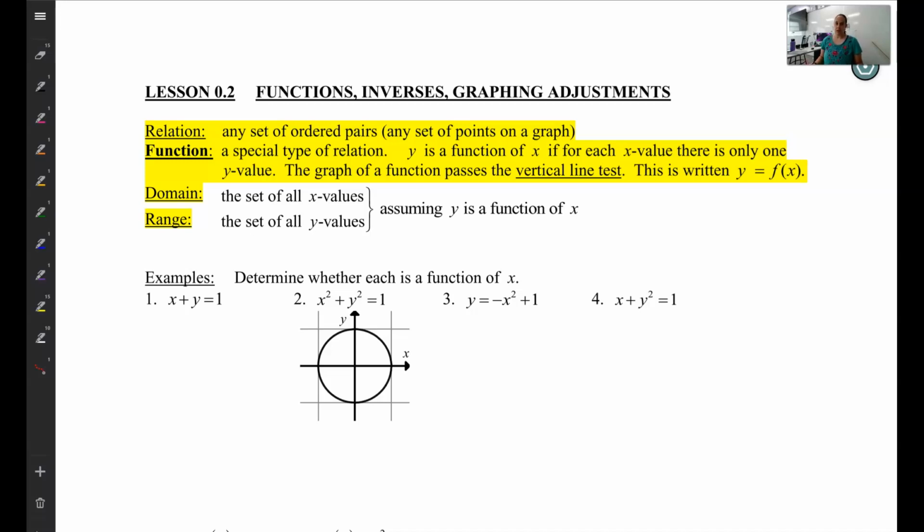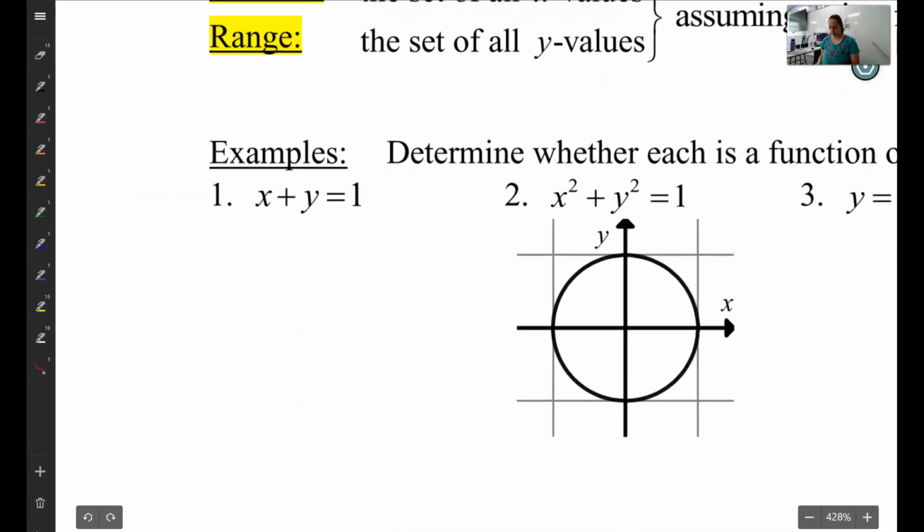Now, something to understand, if you've heard the little saying before, all squares are rectangles, but not all rectangles are squares. Kind of same thing with functions. All functions are equations, but not all equations are functions. So we practice that vertical line test to know, and then we'll also talk about domain and range a little bit. So let's start with example number 1.